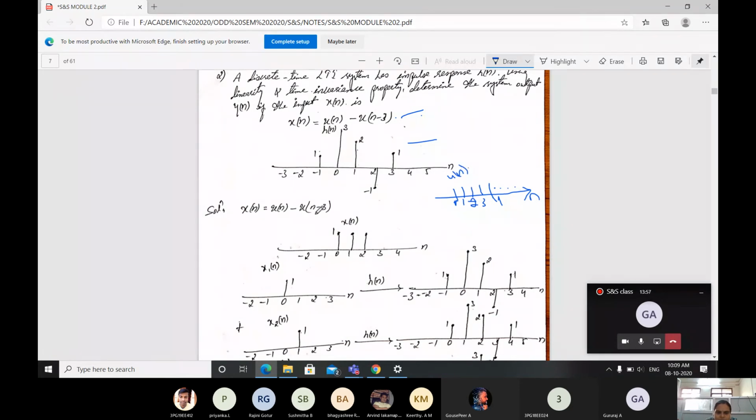Then next, u of n minus 3. What is u of n minus 3? It is n minus n naught, where n naught is 3. So our signal is going to shift towards the right side by 3 positions. Here 0, 1, 2, 3, 4, 5, 6, it's going on. The samples exist shifting from 3, 4, 5 and it goes on. This is our u of n minus 3 signal.